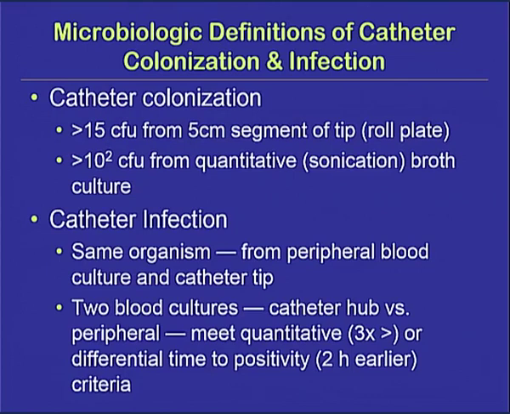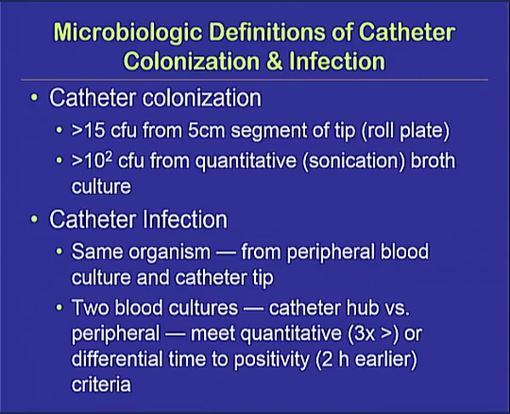Using a sonication method, which very few labs do, you can take the tip and put it into broth. They sonicate the broth, which means they send some sort of shock wave through it, releasing the biofilm from the edge of the catheter. If there's greater than 10 to the 2 CFU per ml in that broth, that's considered colonization, but people don't do that practically.